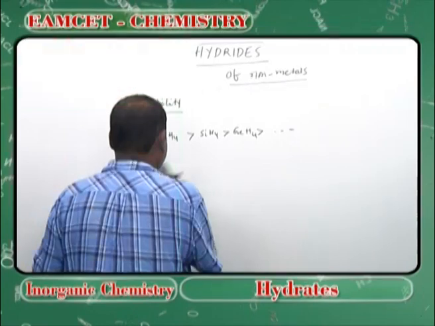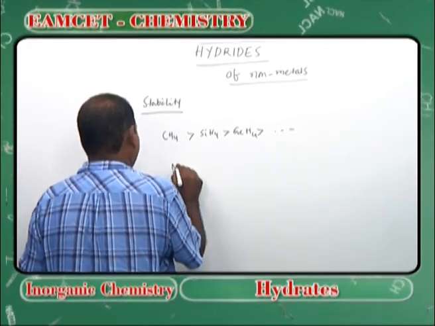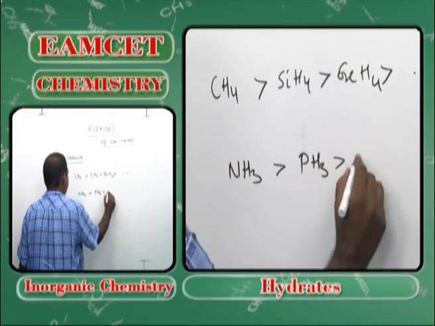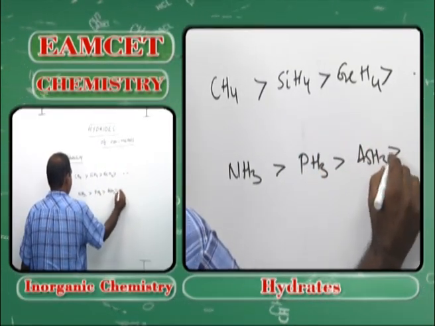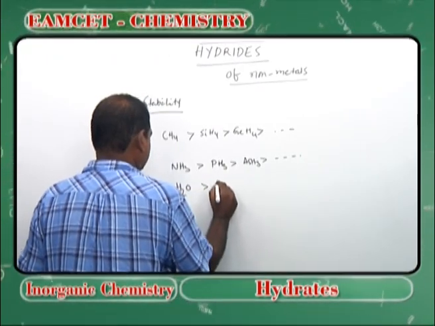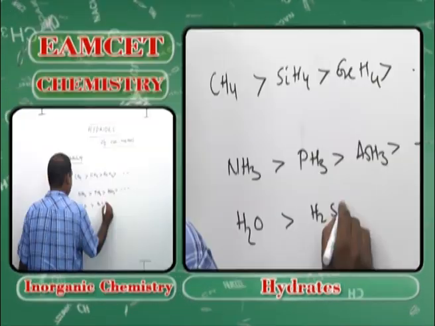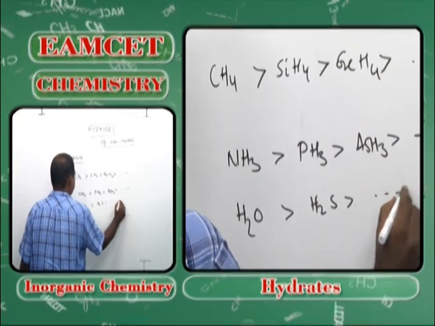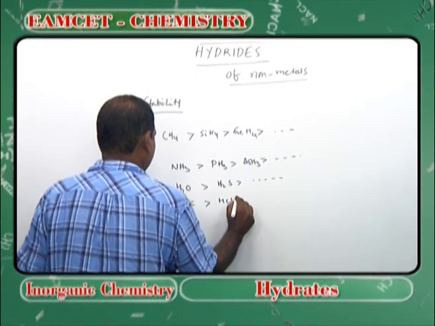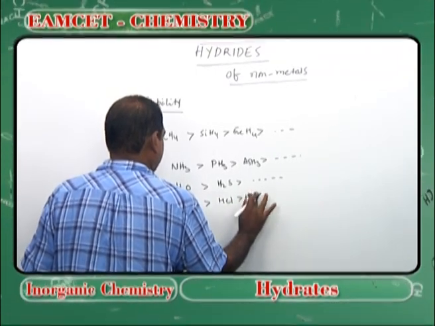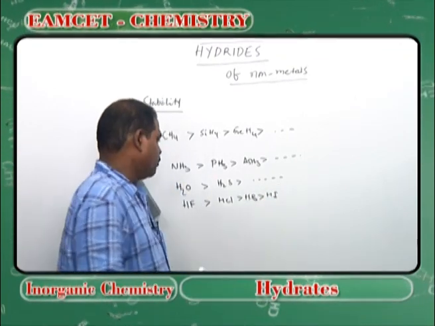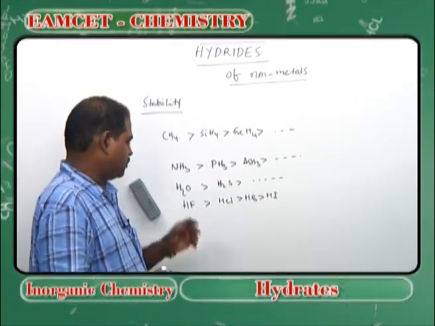And what about the others? NH3 is more stable than PH3, more stable than AsH3, etc. H2O is more stable than H2S, more stable than H2Se. HF is more stable than HCl, more stable than HBr, more stable than HI. That's all. Why? Small size.